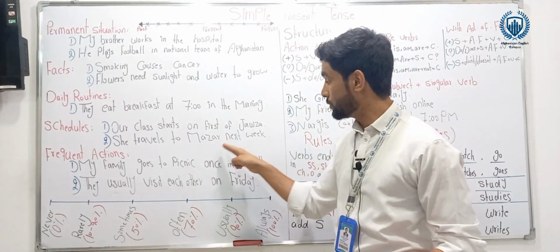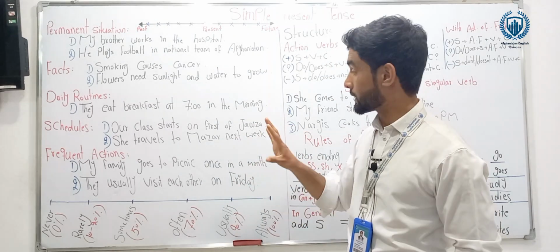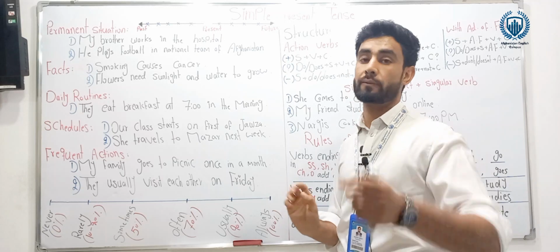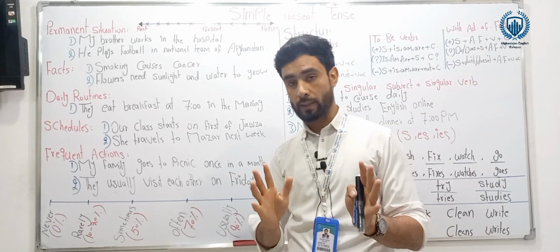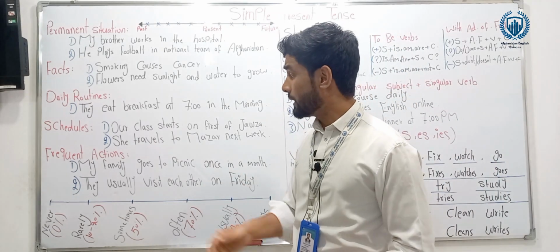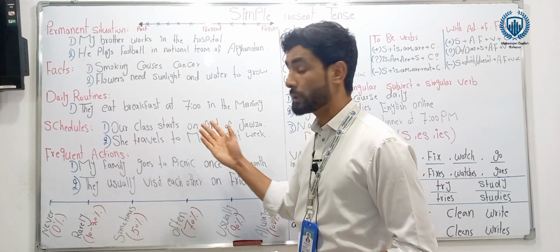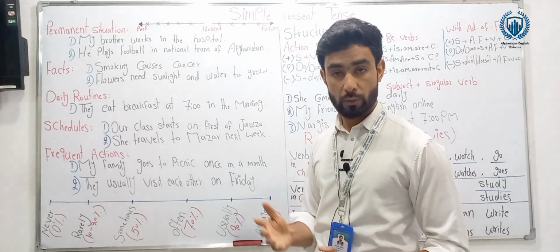She travels to Mazar next week. It's a correct sentence. It doesn't have any problem. You can use simple present tense for schedules. Hope it's clear. And the next usage of simple present is about frequent actions. We use it for frequent actions.